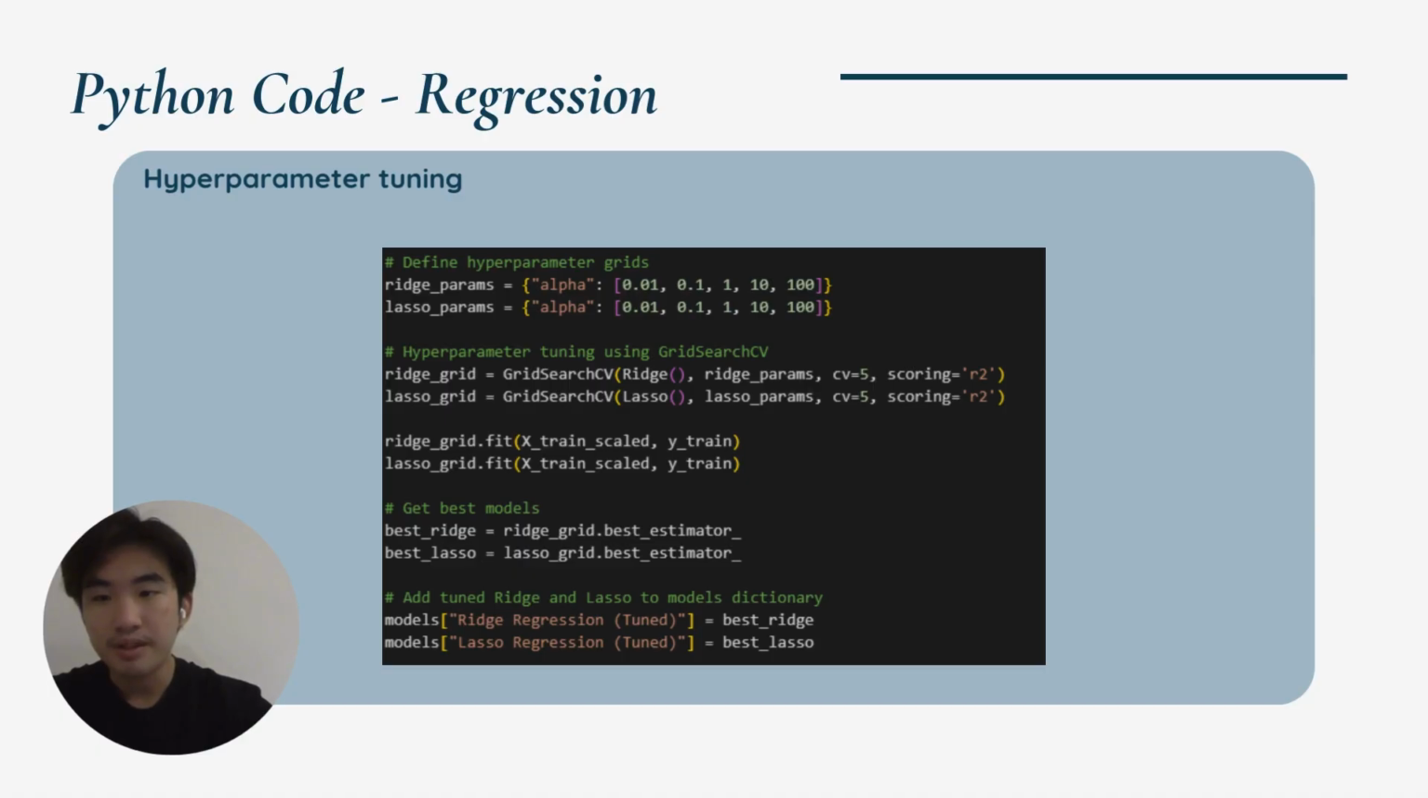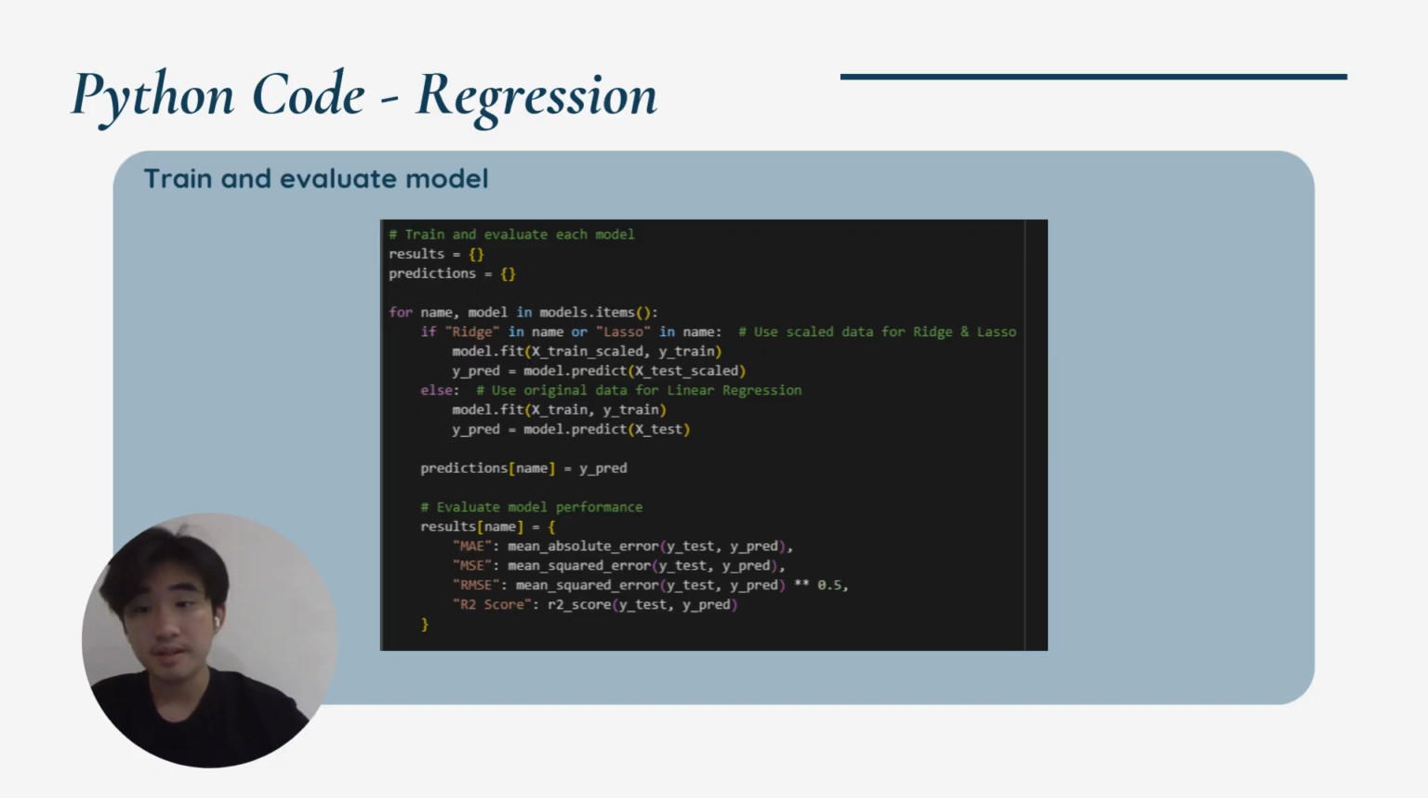Hyperparameter tuning was performed using grid search CV. This technique tests multiple values for the alpha parameter, which controls the strength of the regularization. The values tested were 0.01, 0.1, 1, 10, and 100. The best alpha values were determined by fitting the models on the training set using five-fold cross-validation. This ensures the optimal balance between predictive accuracy and regularization.